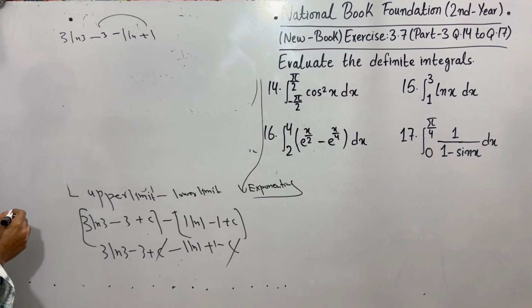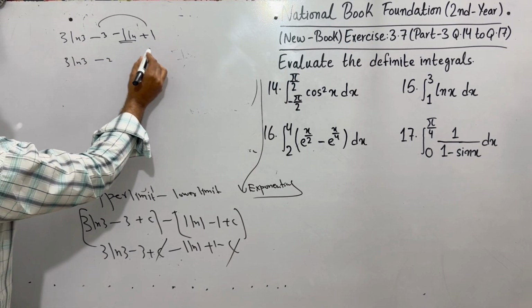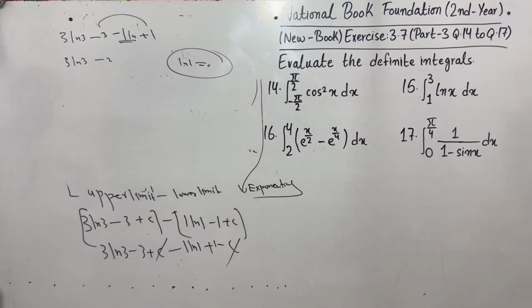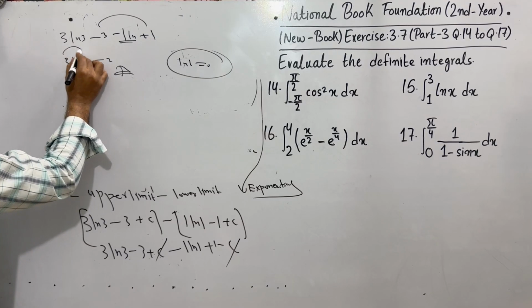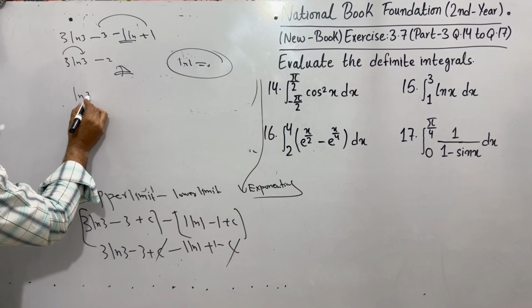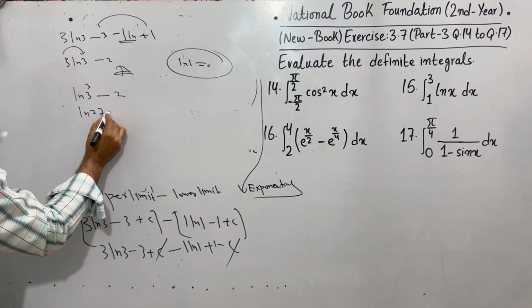Minus 3 plus 1, it will become minus 2. So 3 ln 3 minus 2. If you take the value of ln 1, it's going to be 0. I think it's our answer, but one can utilize the property of log. The coefficient of the log can be converted to a power. Ln 3 cubed minus 2. 3 cubed means ln 27 minus 2.